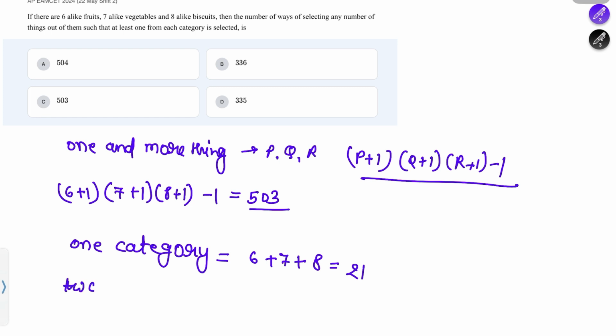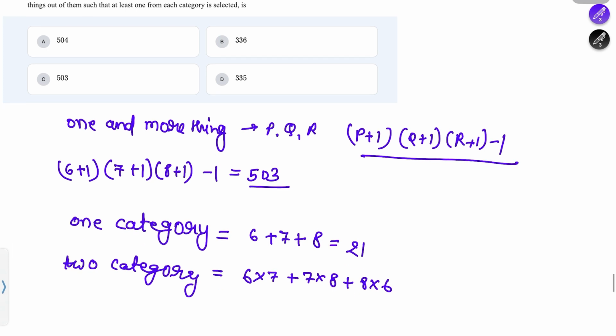And select two categories also, and subtract that. Since it says at least one from each, you can select two categories and one category. Two categories means maybe 6 and 7, maybe 7 and 8, and maybe 8 and 6. So according to this it is 56, 42, 56, 48. So that is 146.